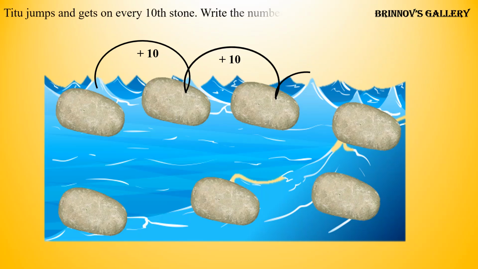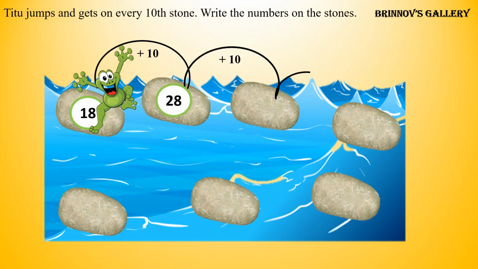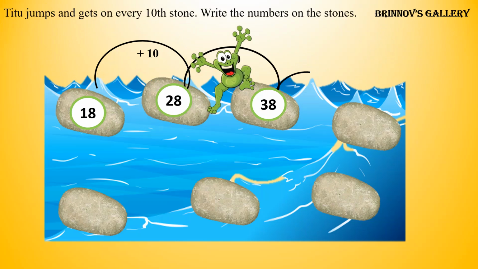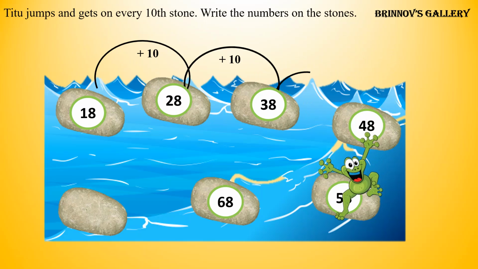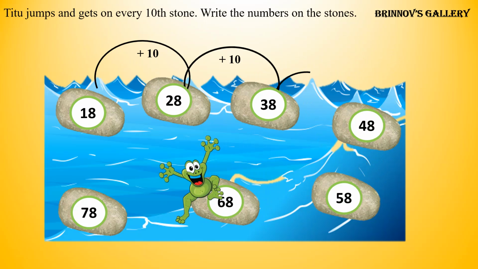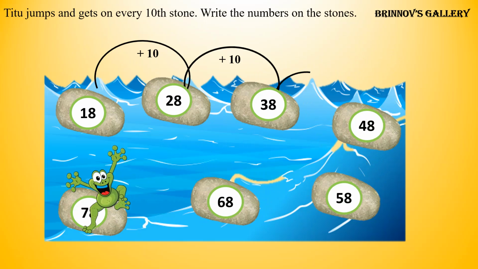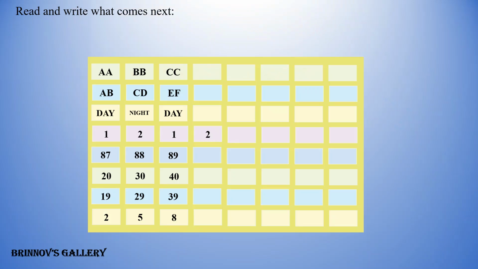The frog jumps and gets on every 10th stone. Write the numbers on the stones. 18, 28, 38, 48, 58, 68, 78. Read and write what comes next.